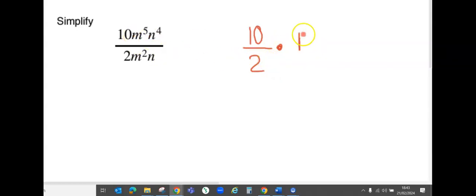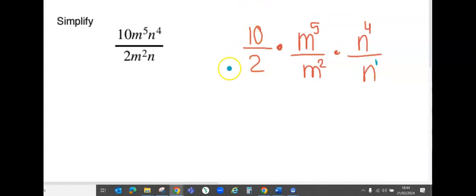And what's the other one? The other one is m to the power 5 over m squared. We need to make sure they both look the same. 10 and 2 are both numbers, and these are both m and m. And the other one is n to the power 4 over n. But this is an invisible one, which I can't see. If you want to see that one, Specsavers. Now I can see n to the power 1. So now what I need to do is actually sort this thing out. 10 over 2, that is 5.